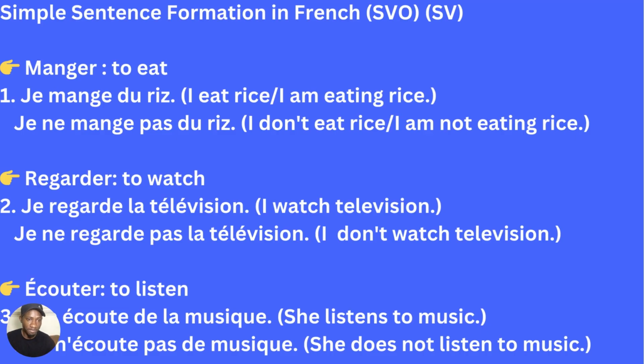Okay, with the verb regarder, which is to watch, we have je regarde la télévision. Je regarde la télévision, which means I watch television. It also means what? I am watching television. And then the negative form, just like the negative form for manger is je ne mange pas. Alright, je ne mange pas. I forgot to give you that. But for the sake of regarder, the sentence is je regarde la télévision. And then the negative is what? Je ne regarde pas la télévision. Je ne regarde pas la télévision, which means I don't watch television. It also means what? I am not watching television. Okay?